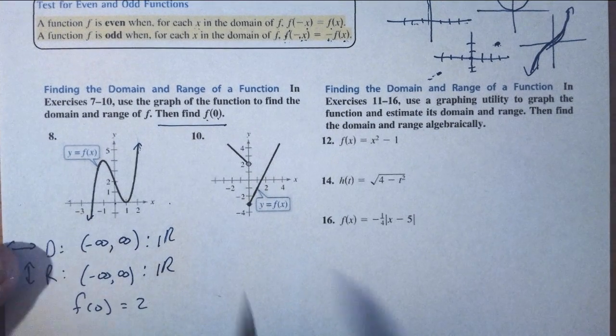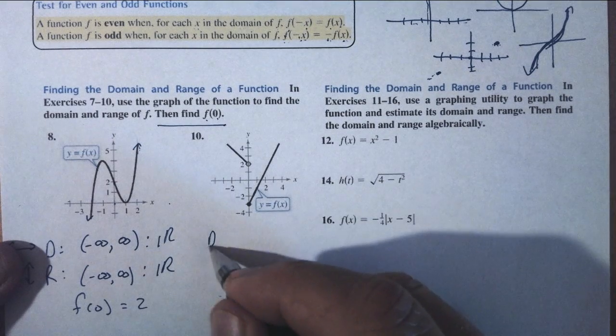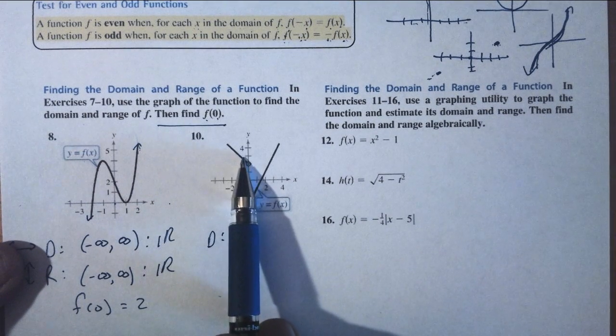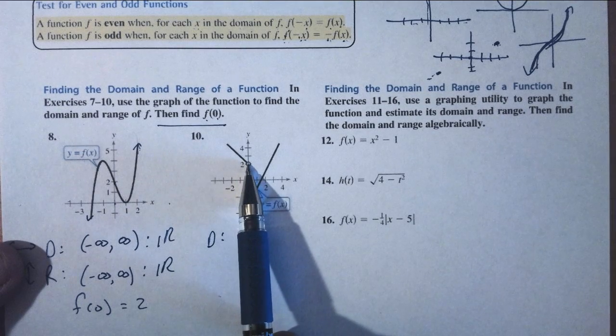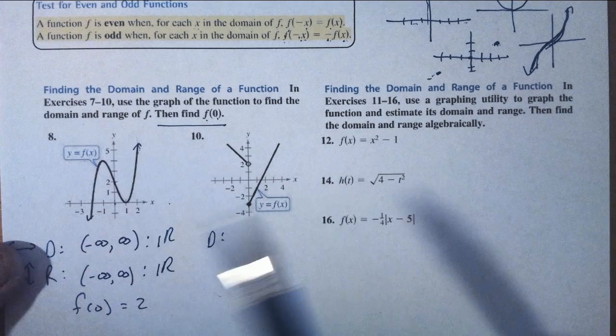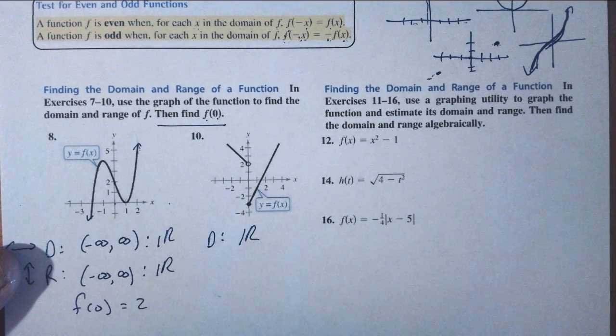Okay, number 10, scan left to right, domain. It appears like it goes to the left forever. It's coming in, coming in, coming in. It doesn't exist right here, but this picks up the slack for it and then can exist forever. So all reals, or -infinity to infinity.